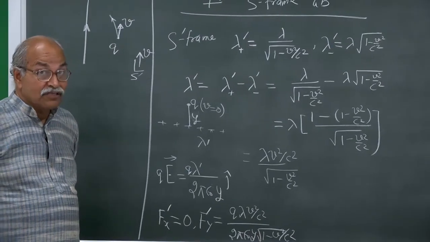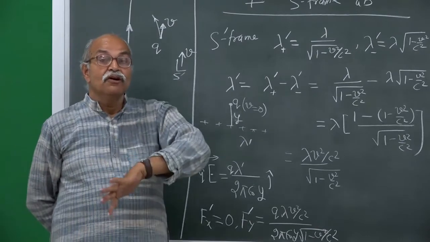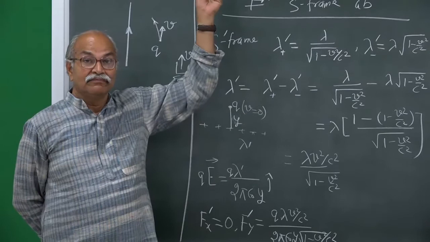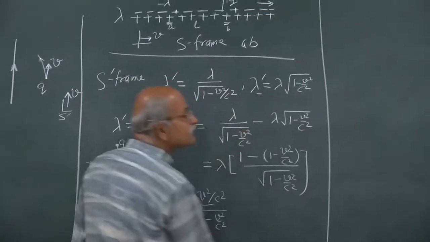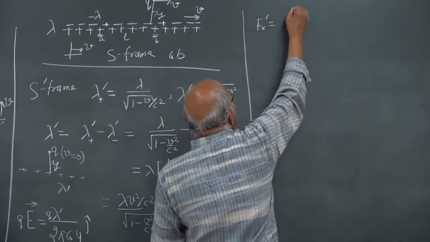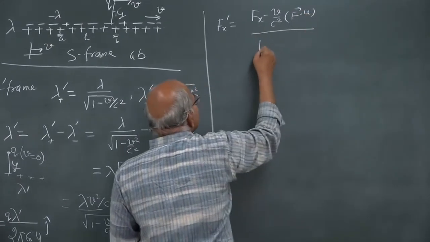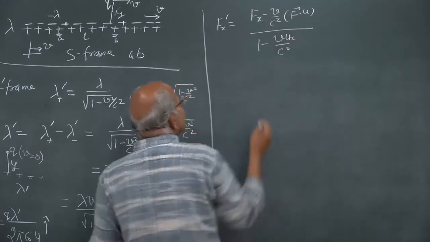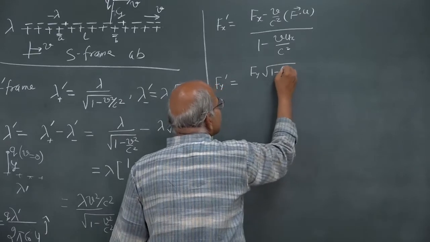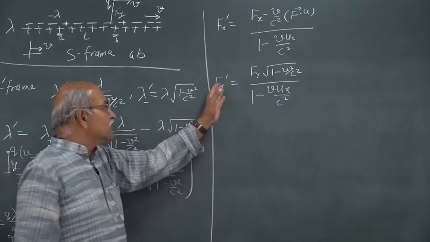Now, if there is a force on this particle q in S prime frame, I can make use of the force transformation equation and obtain the force on this particle in S frame. You remember the force transformation equation? Fx prime is equal to Fx minus v by c square F dot u, divided by 1 minus v ux by c square, and similarly Fy prime was Fy multiplied by square root of 1 minus v square by c square, with the same denominator 1 minus v ux by c square, and similarly for Fz prime.